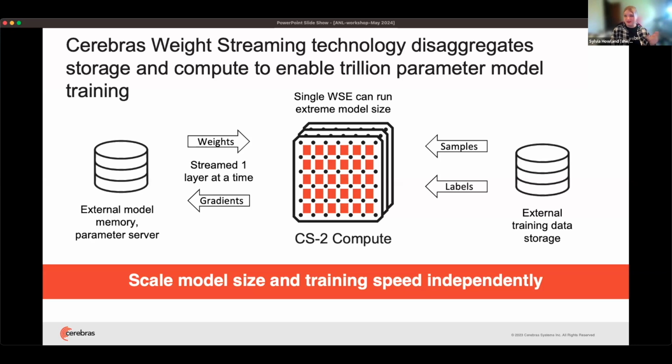But we stream those model weights to our CS2s one layer at a time. And then we also have some external training data storage that's feeding in our data samples and our labels, which the CS2s can use to compute those gradients and stream them back to the central parameter server to get our model updated.